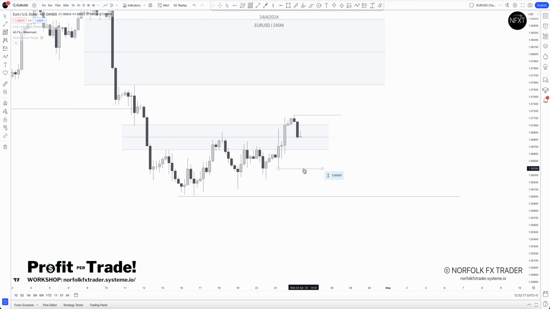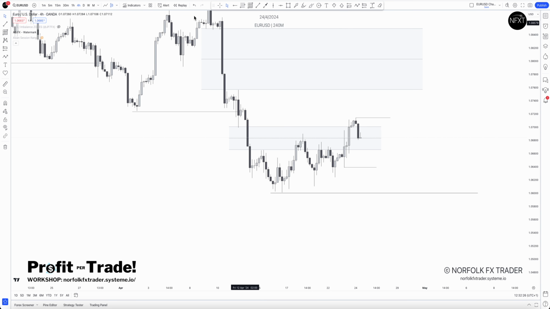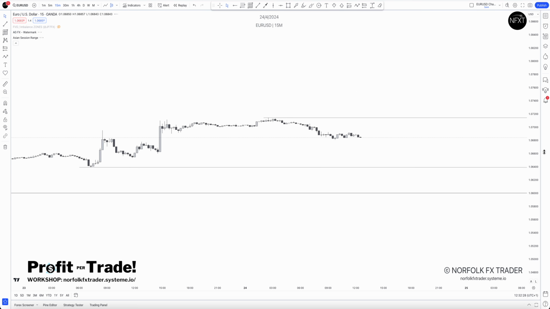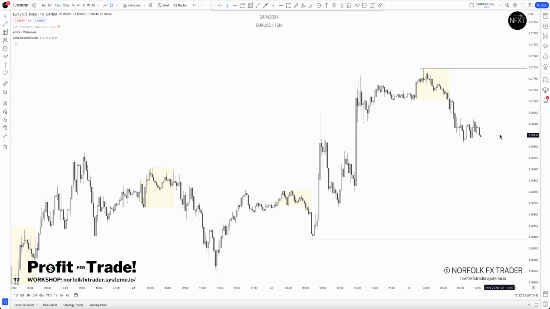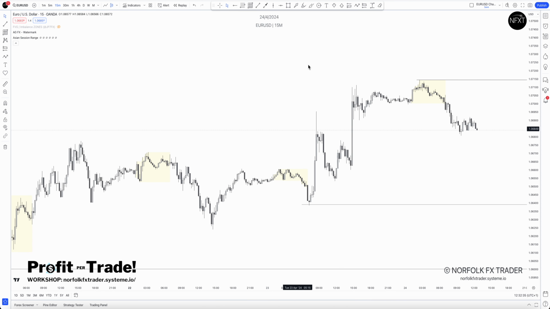Now, once we can start applying where we can look for our entries, you know where your target's going to be. You can look for the swing points. That's all you have to do. If we was to drop down to a 15-minute time frame, let's look at a 15-minute from here. What do we see?